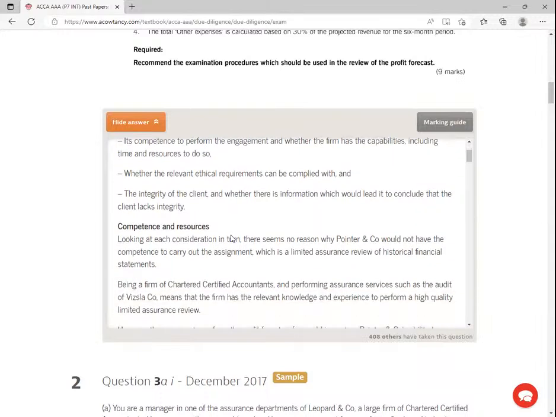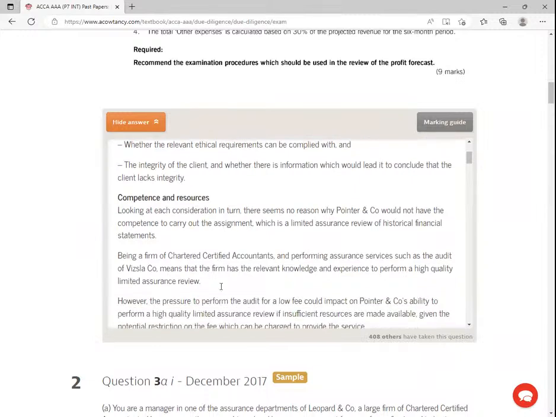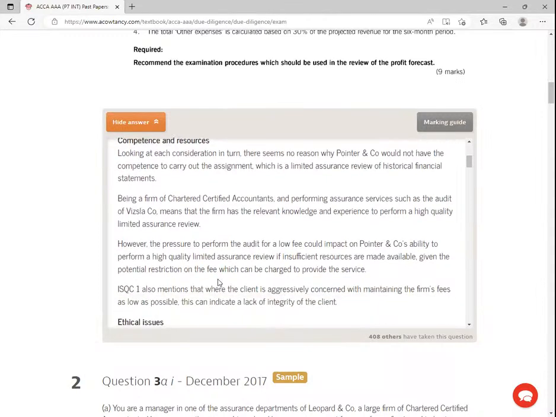So competence and resources. Looking at each consideration in turn, there seems no reason why Pointer, the current auditor, and the company would not have the competence to carry out the assignment, which is a limited assurance review of historical financial statements. Being a firm of CPA, and performing assurance services, such as the audit of Whistler Company, means that the firm has the relevant knowledge and experience to perform a high quality limited assurance review. However, the pressure to perform the audit for a low fee could impact on Pointer and the company's ability to perform a high quality limited assurance review.